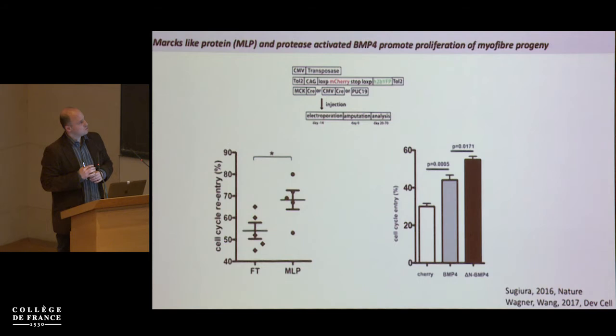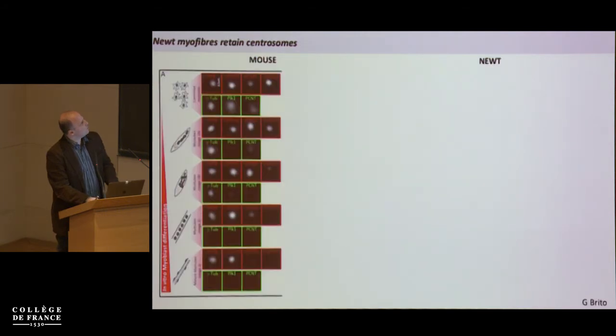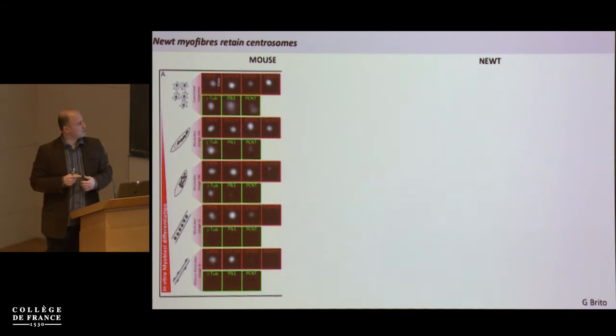So we have used these tools to try to identify different molecules that promote the cell cycle re-entry of the dedifferentiation process. So what are the key differences? Mammalian muscle cells do not dedifferentiate normally, at least. Newts do. So we have looked at different aspects and done comparisons.